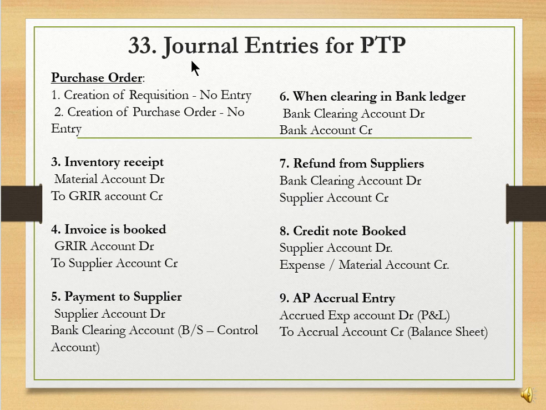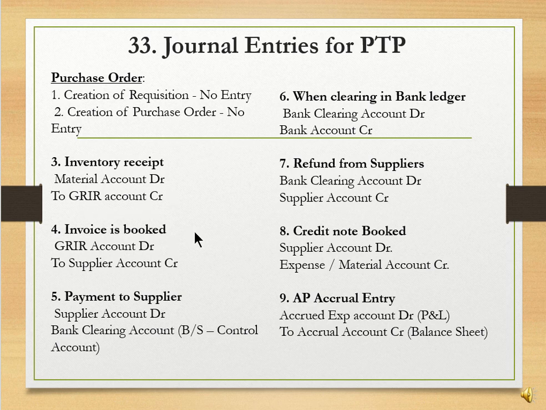Next question is about journal entries in P2P. What are the key journals that we do in P2P? For purchase orders, at the time of creation of requisition and at the time of creation of purchase orders, there is no journal entry passed. Whenever there is a goods receipt of inventory, the material account, the goods account, is debited and the GRIR account is credited. GRIR account is a control account.